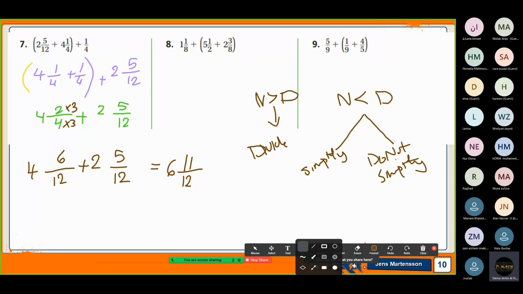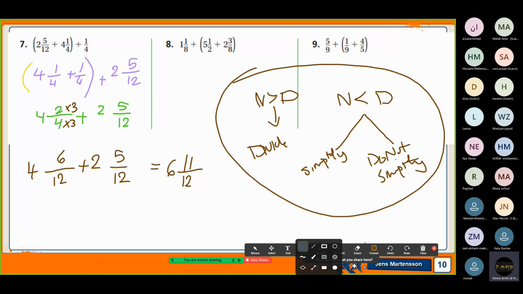So write this note in your copybook. If the numerator is greater than the denominator, you have to divide. If the numerator is less than the denominator, you can simplify or you can't.